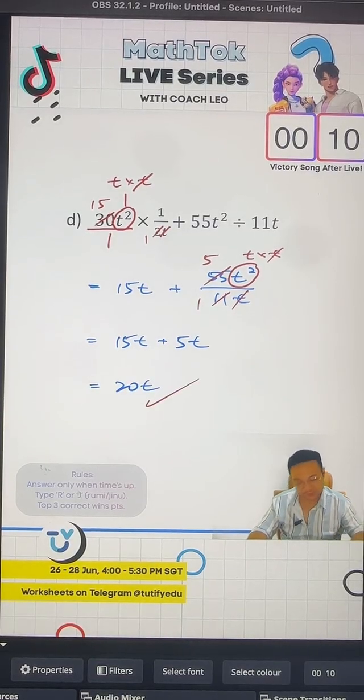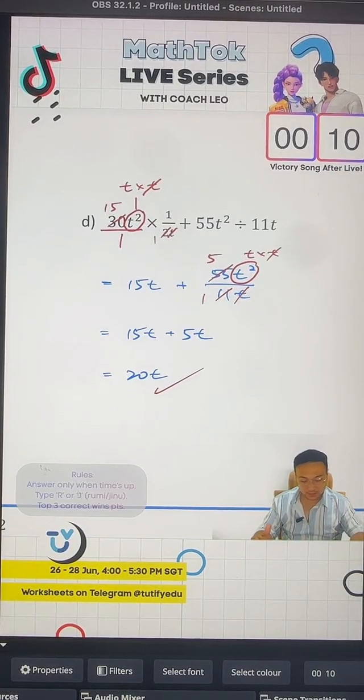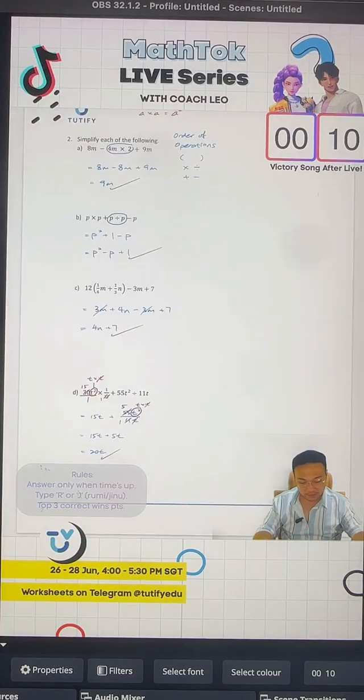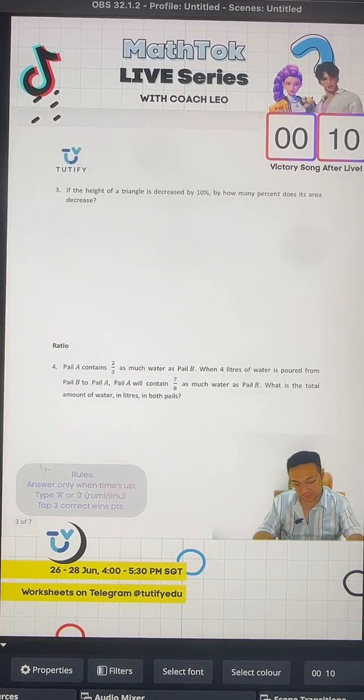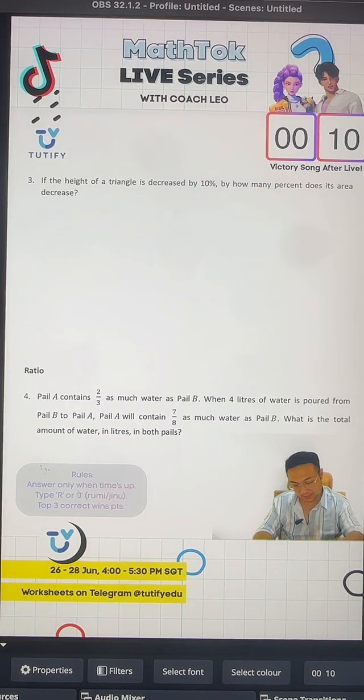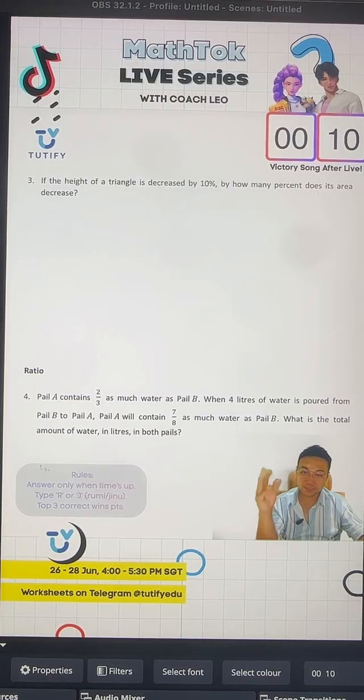There you go. Alright, students, now we have warmed up our fractions. Our algebra. We have warmed up our algebra. It is time for us to do problem sums, everyone. So let's take a look at question number 3. They say that if the height of a triangle is decreased by 10%, then by how many percent does the area decrease?